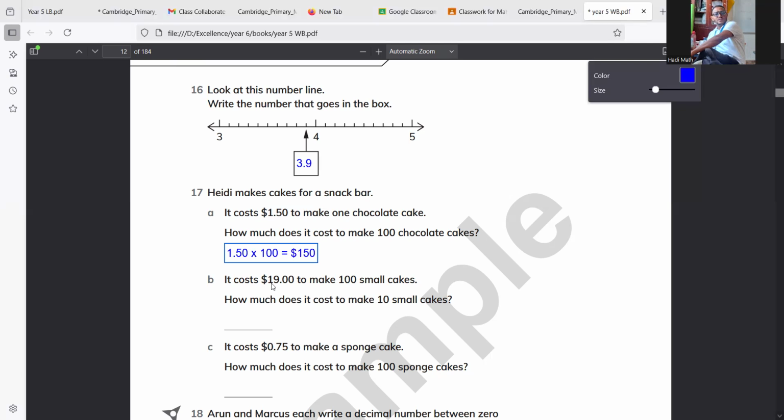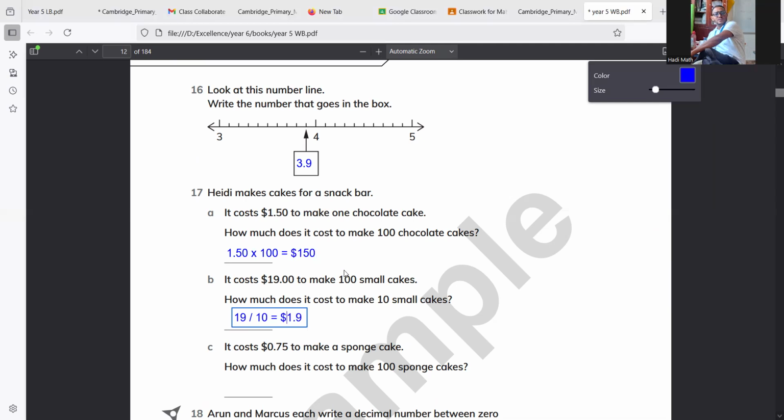This one, they say it costs $19 to make 100 small cakes. Then how much does it cost to make 10? To make 100, it is 19. To make 10, 100 divided by 10 is equal to 10. That is why you divide the 19 by 10. And 19 divided by 10 is equal to 1.9. That means the cost is just $1.9.